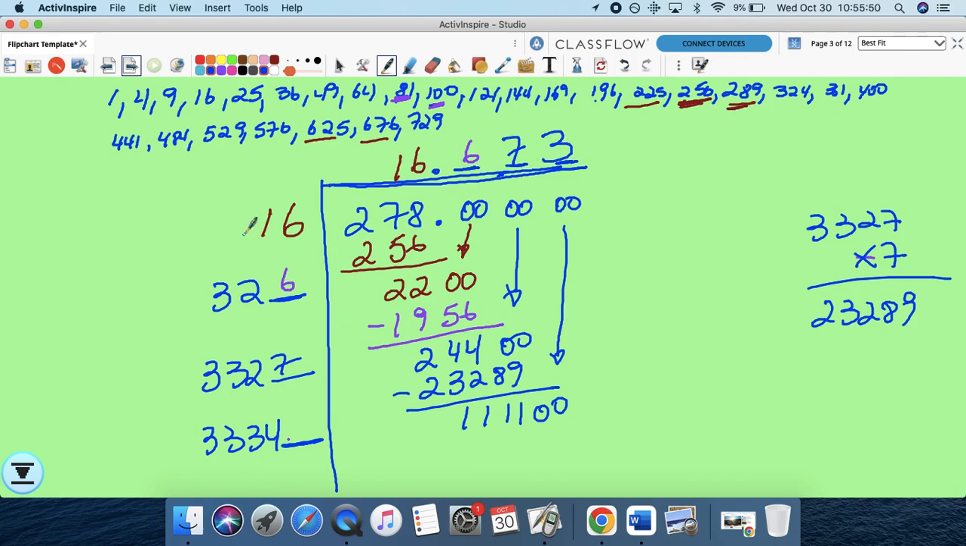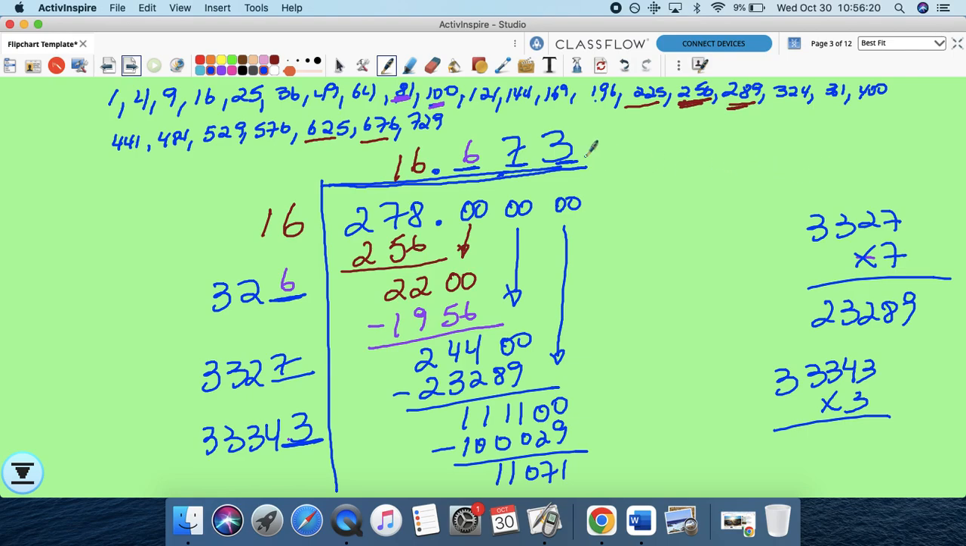So if I multiply those two, sorry, I forgot to put a 3 here. So 3,343 times 3. 33,343 times 3 is going to give us 100,029. If I subtract, I find leftover 11,071, and again we can continue, but I'm quite happy with that. Let's take the square root to see how close we are. And if you take the square root of 278, your calculator is going to start with 16.673333200, but notice our first three digits to the right of the decimal are exactly the same. So we are good.